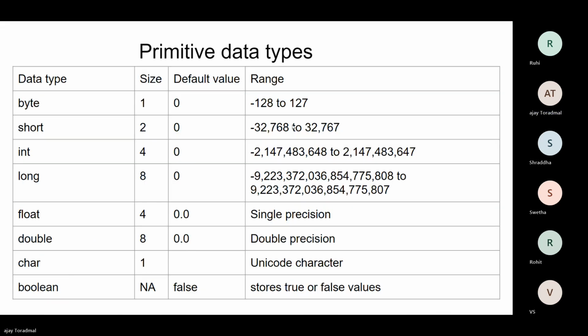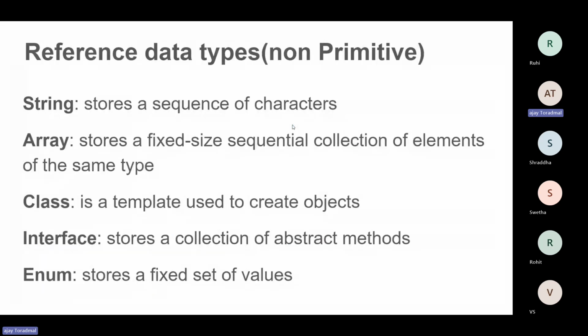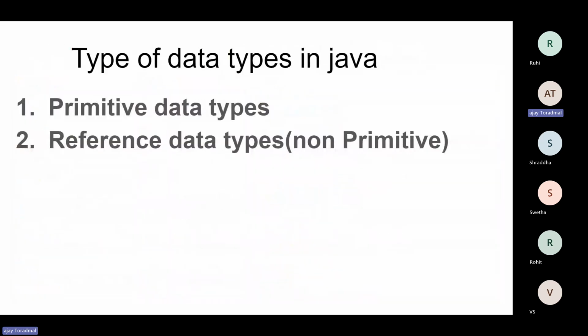Okay. Yes, sir. Okay, now, next slide. What are the different data types available? Types of data type. The first one is primitive and the second one is non-primitive. Okay, so now we have covered the primitive. Now, what is meant by non-primitive data type?